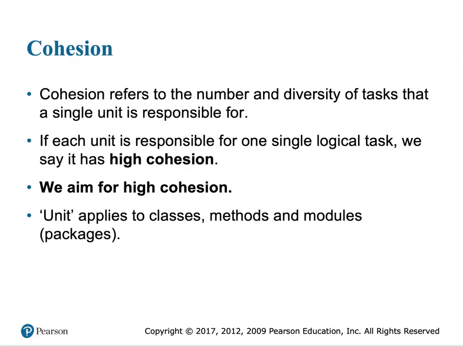Looking at cohesion, cohesion refers to the number and diversity of tasks that a unit of code is responsible for. A class should be responsible for one object. Not one instance, but one concept, one conceptual object. A method should be responsible for doing one discrete task. If a method does two tasks, you should probably break that method out into two separate methods.